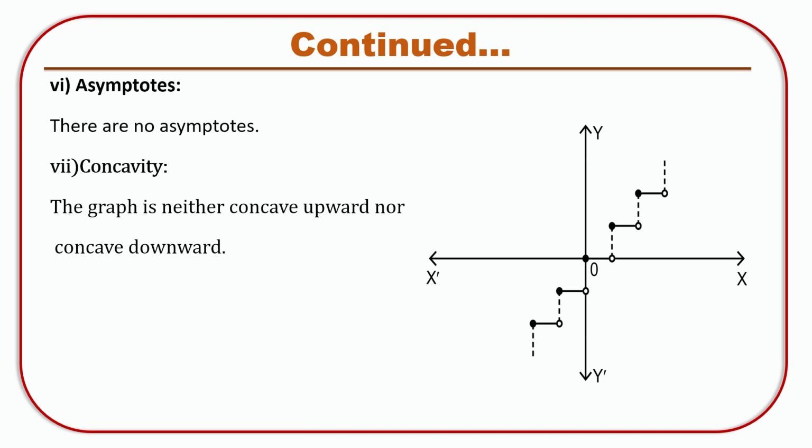Now, can we check for asymptotes? Yes, there are no asymptotes, as you cannot make the denominator tend to 0 or the numerator tend to infinity. Concavity: the graph is neither concave upward nor downward because it is constant between n and n plus 1.